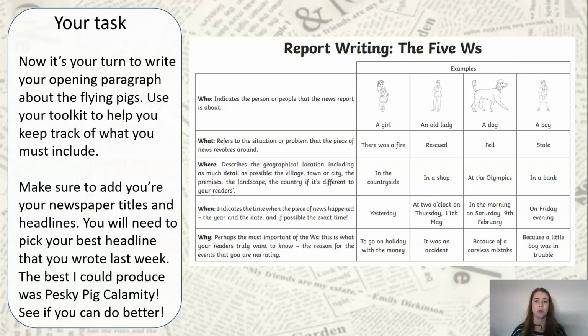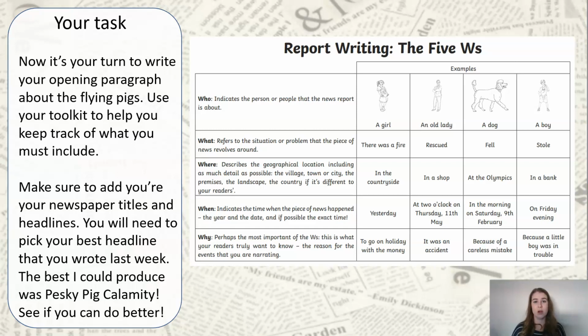Now I've sent home a toolkit, so you need to make sure that when you've used each skill, you tick it off your toolkit. But that toolkit shows you what you need to include in your task for today. Now, make sure you add your newspaper titles and your headlines, okay? You'll also need to pick your best headline that you wrote last week, okay? So when I set you off the headlines task last week, you were told to write 2 or 3 different examples, so I want you to pick your best one.